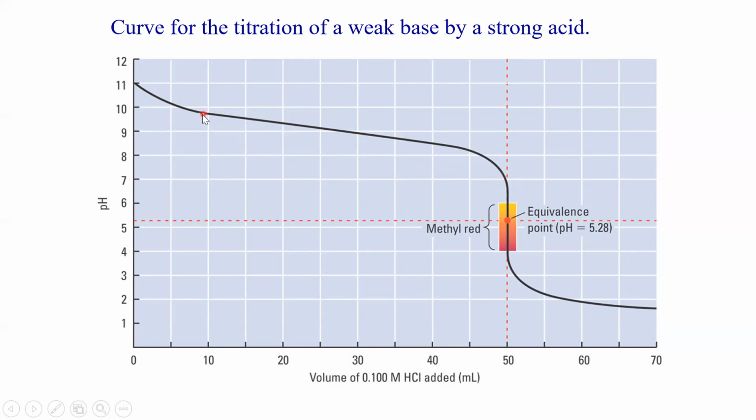Now, it essentially is the flip of what we had when we had a strong base and weak acid. We're just starting up high and going down low. And here's our equivalence point again. This is the point where the moles of acid equal the moles of base.